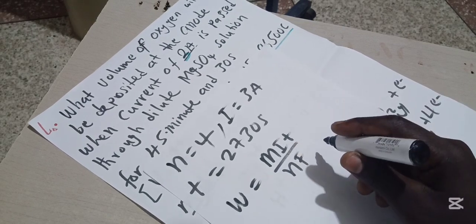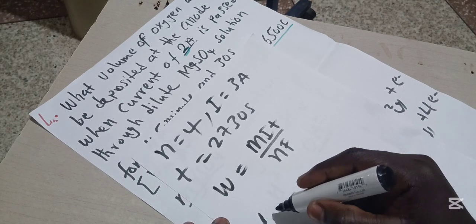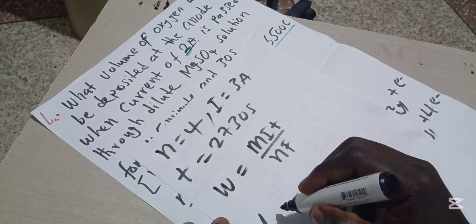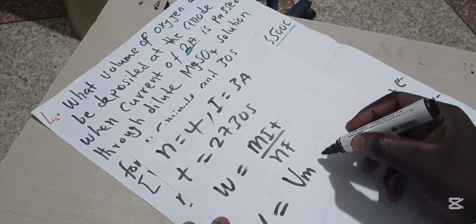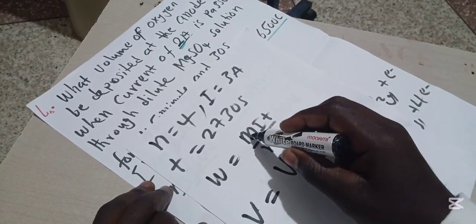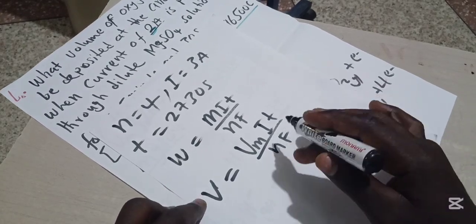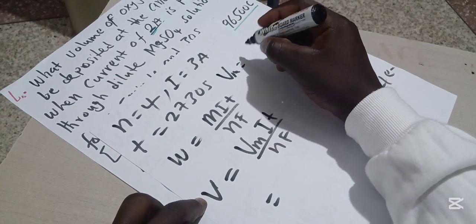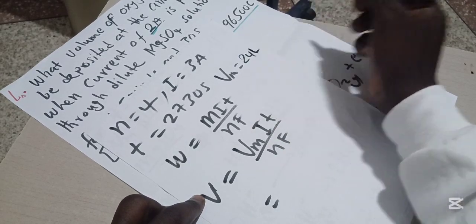In terms of volume, we can also write this by saying that our volume of gas evolved is going to give us the molar gas volume at standard temperature and pressure times It. We just replace our molar mass by molar gas volume, over nF. So now we can do substitution. We know our n factor, our Faraday's, and then our molar gas volume was given to us to be 24 liters.